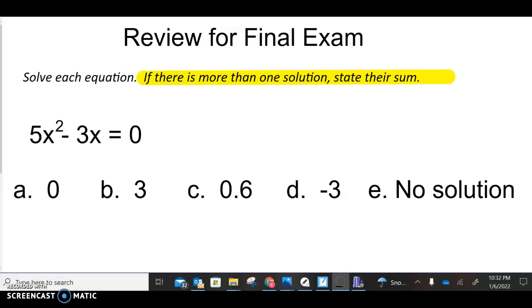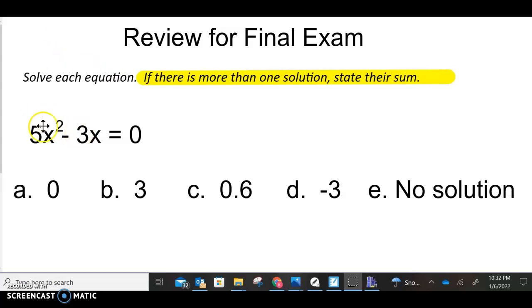But this part is not on the review. I mean, the problems are, but let me just explain. The first 14 questions, notice the directions on the final. The directions are: solve each equation. If there is more than one solution, state their sum. This is how they get away from people being able to plug and chug multiple choice. Okay, guys? Please be careful. The first 14 questions out of 50 are like this.